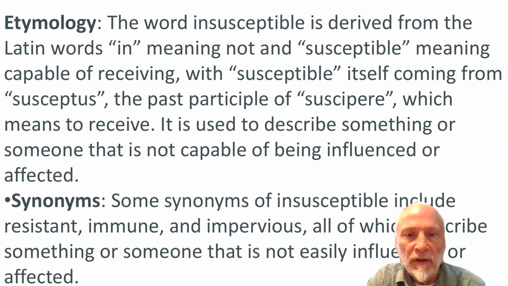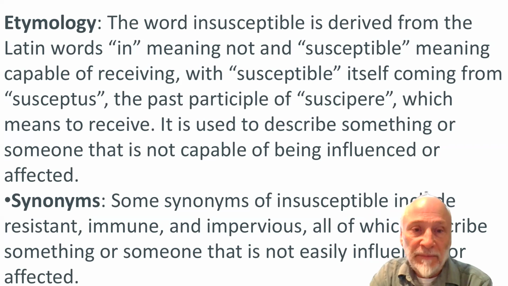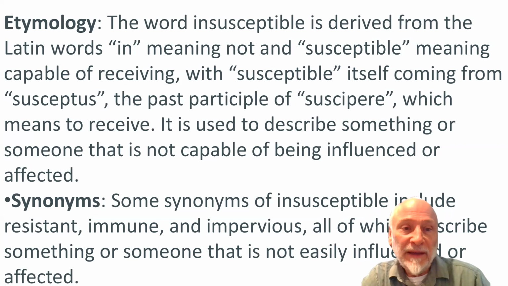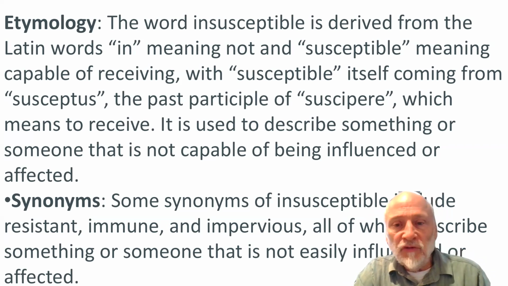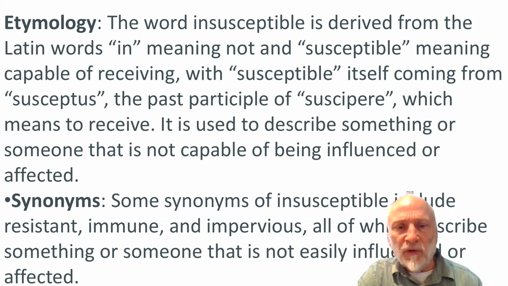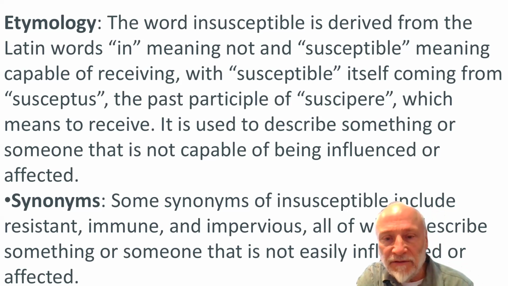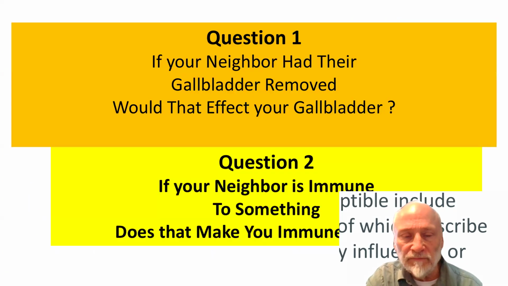Sounds good. The word insusceptible is derived from the Latin words meaning in, not, and susceptible, meaning capable of receiving, with susceptible itself coming from the word which means to receive. It is used to describe something or someone that is not capable of being influenced or affected. Some synonyms of insusceptibility include resistance, immune, impervious, and so on. All right, sounds good.